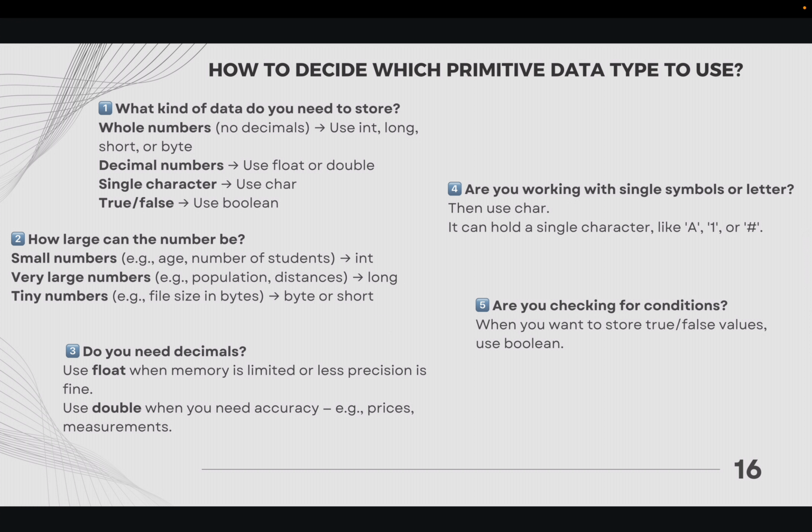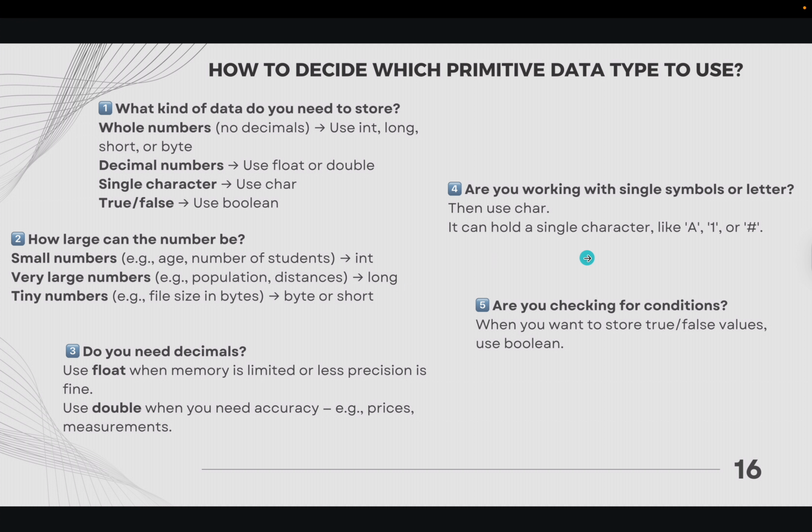So number three, do you need decimals? If you need numbers with fractions, you will use either float or double. Use float when memory is limited or less precision is fine. Use double when you need accuracy, for example, prices, measurements, etc.